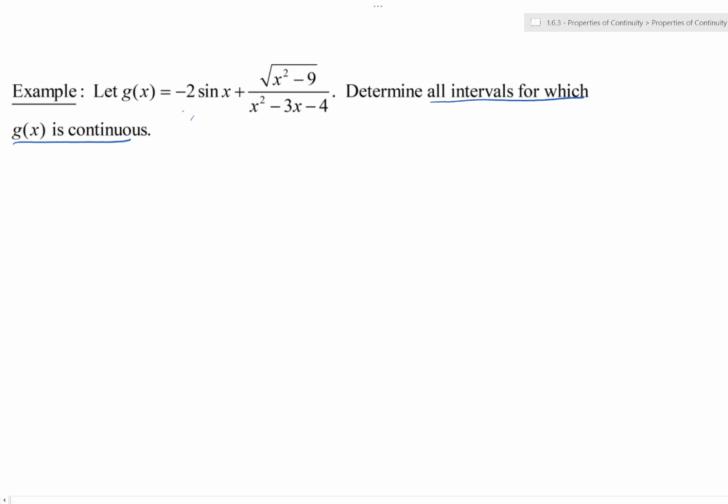So let's go ahead and just find the domain. So g will be continuous on its domain, all right? So then I say, well, what's the domain of g? What's that equal? Let's figure it out.